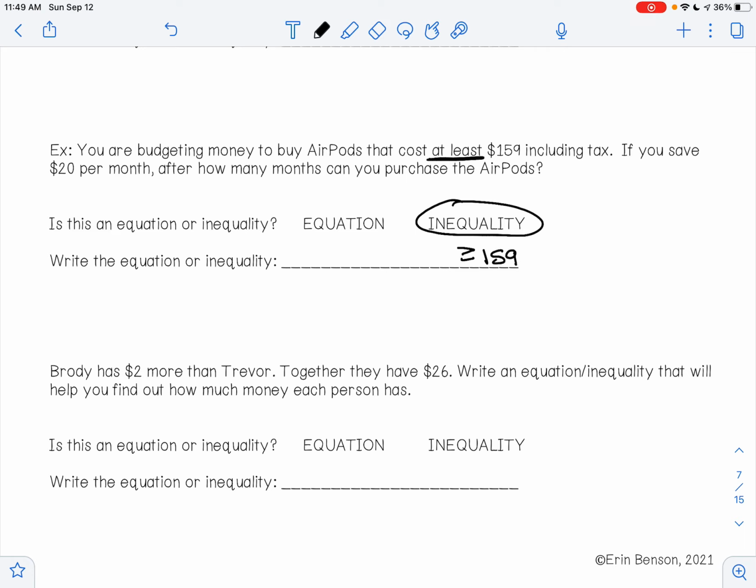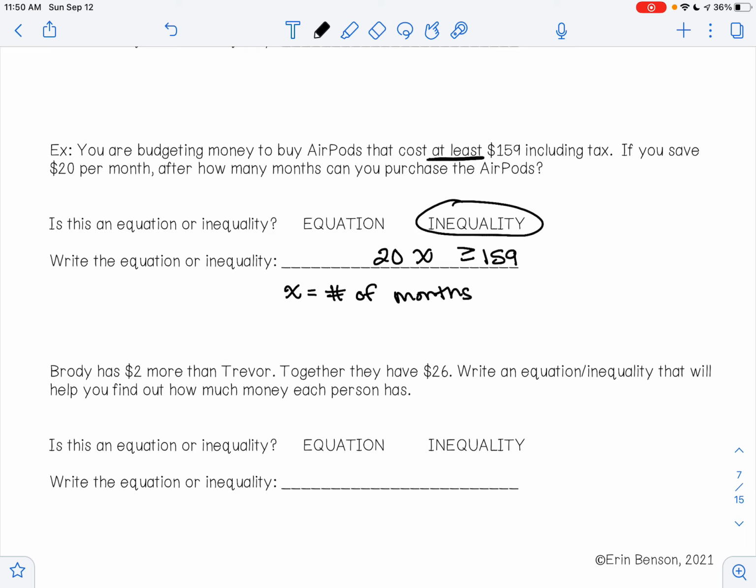If you're saving $20 per month, then I can do 20x is greater than or equal to 159. Here, X would represent the number of months that you need to save to be able to get to $159 at least.